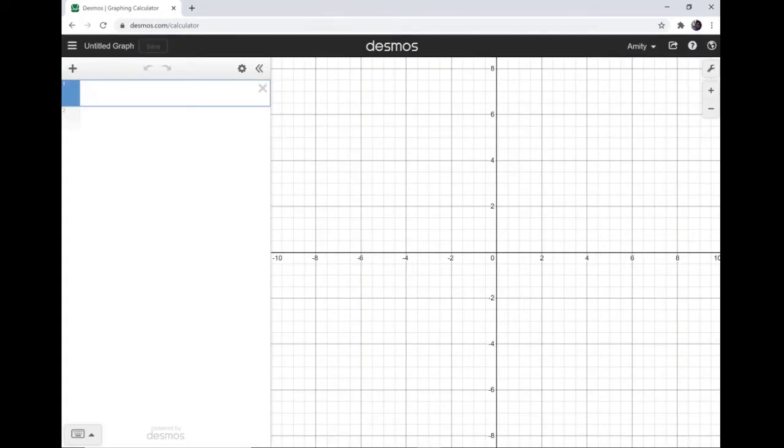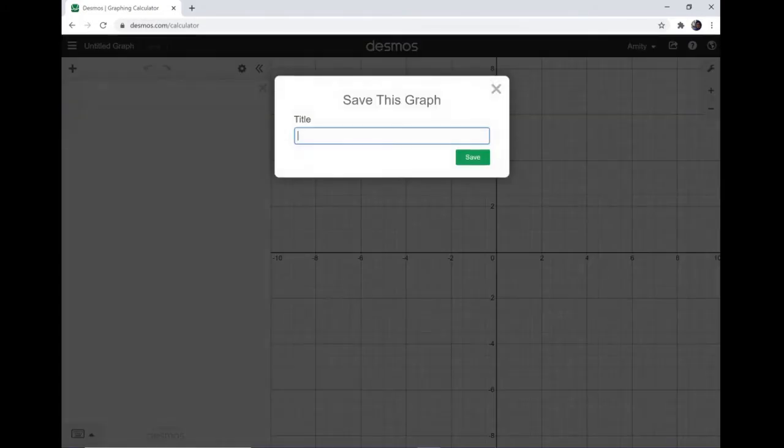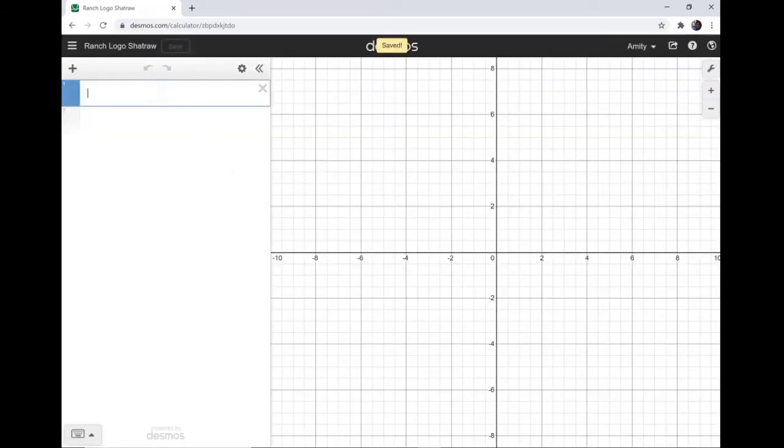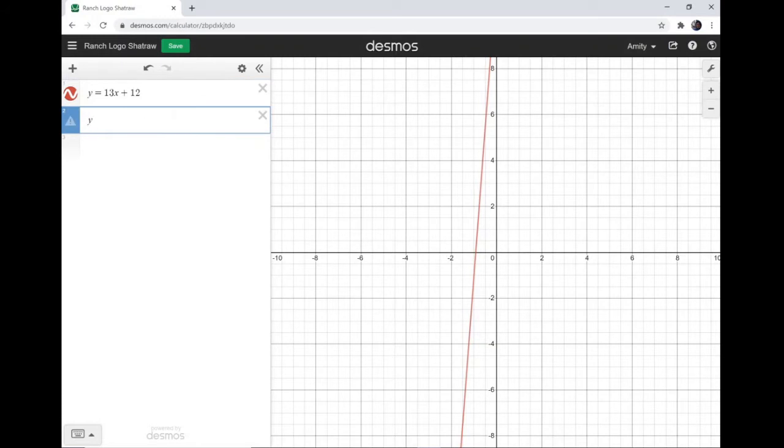So I hit the graphing calculator button, and now that I've logged in, I'm going to give this a name, like for example, ranch logo, and you might want to put your last name there so that when you submit it, I've got that. So there it is, and I'm typing in my equation y equals 13x plus 12, and then I had the other one, y equals 1 over 13 x minus 12 over 13. And ooh, that's very exciting.